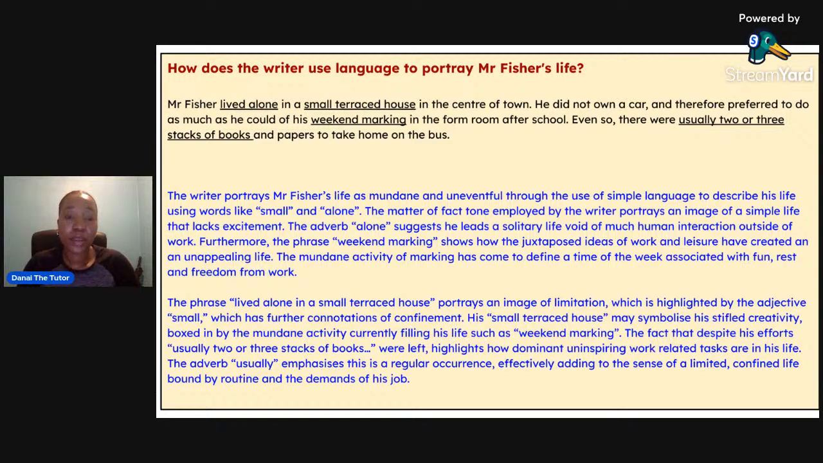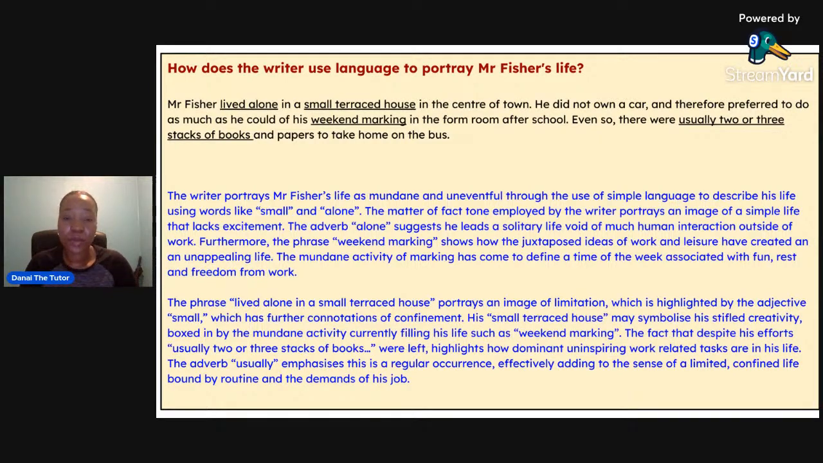Furthermore, the phrase weekend marking shows how the juxtaposed ideas of work and leisure have created an unappealing life. The mundane activity of marking has come to define a time of the week associated with fun, rest, and freedom from work. The phrase lived alone in a small terraced house portrays an image of limitation, which is highlighted by the adjective small, which has further connotations of confinement.